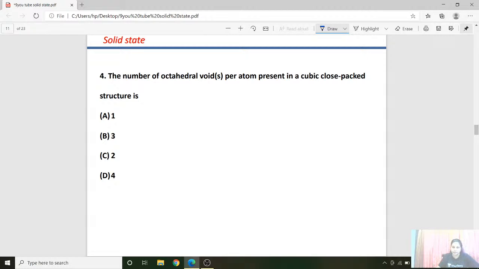Students, suppose you have a lattice and the lattice is made of X number of atoms. Then the number of octahedral void is equal to X, and the number of tetrahedral void is equal to 2X. Understood now? Here the question is asked, for one atom, how many octahedral void? I told you, if there is X number of atoms, X number of octahedral voids are present. Therefore, for one atom, one octahedral void is present. So the answer should be option A.